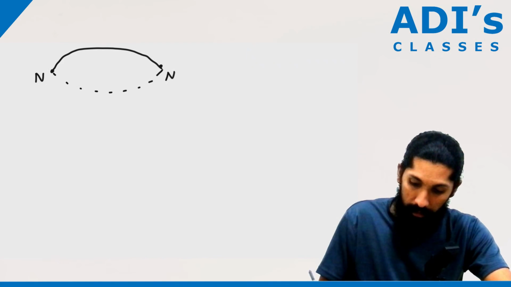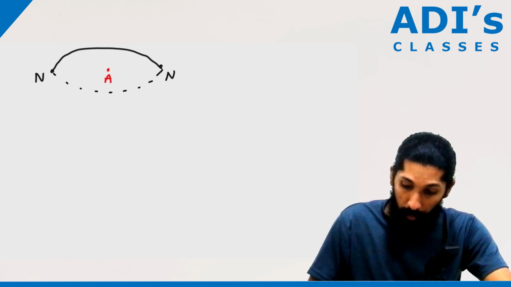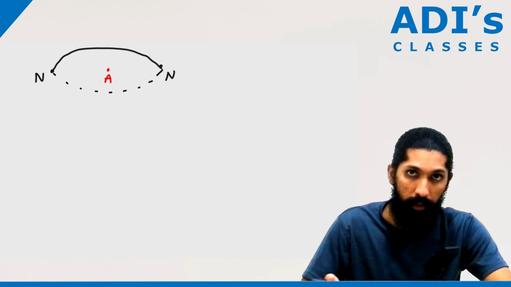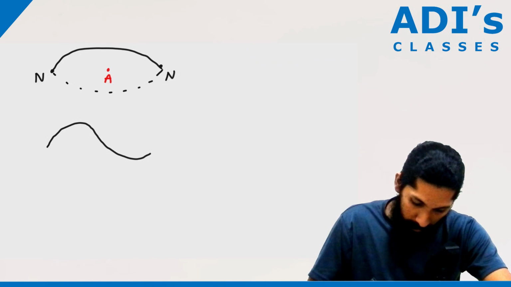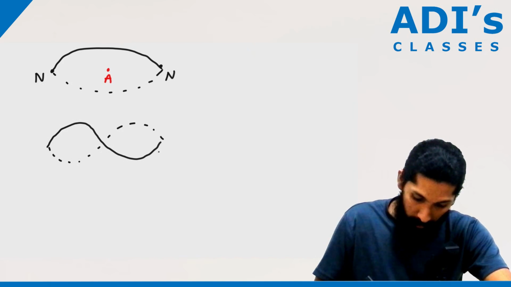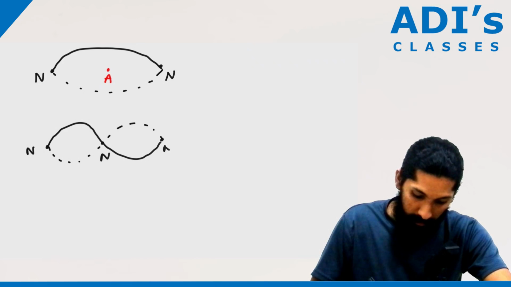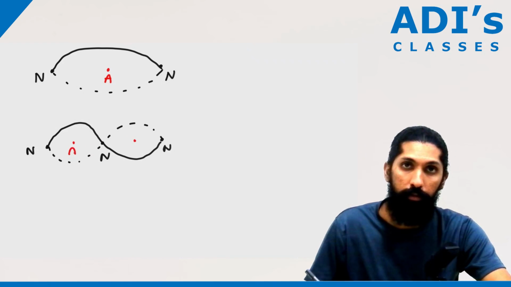Correct? There are two nodes, one here and one here, and there's going to be one antinode in between. Suppose you take the second harmonic. In the second harmonic you have one full wave like this, and the second part is going to go like this. Here there are three nodes, so 1, 2, 3, and there are two antinodes, here and here. This is one antinode, this is one more antinode.